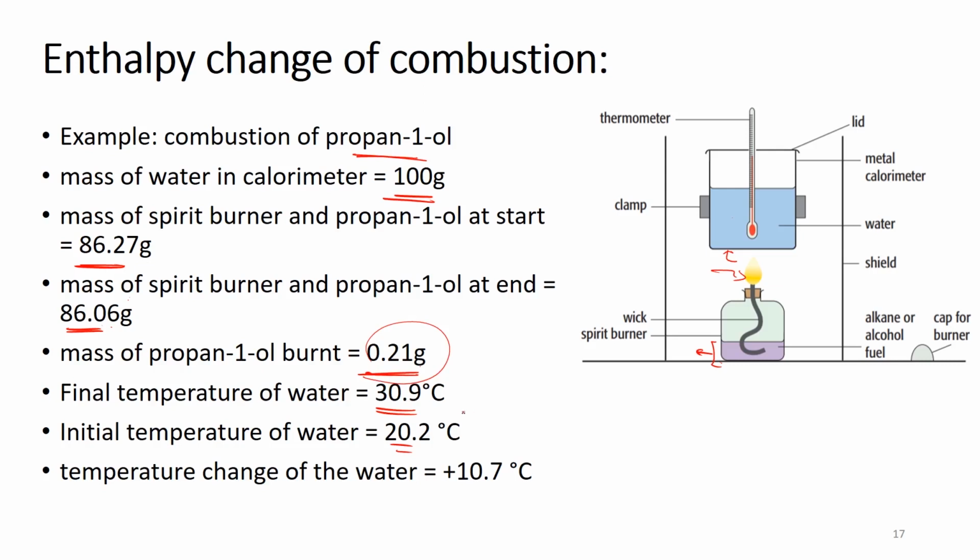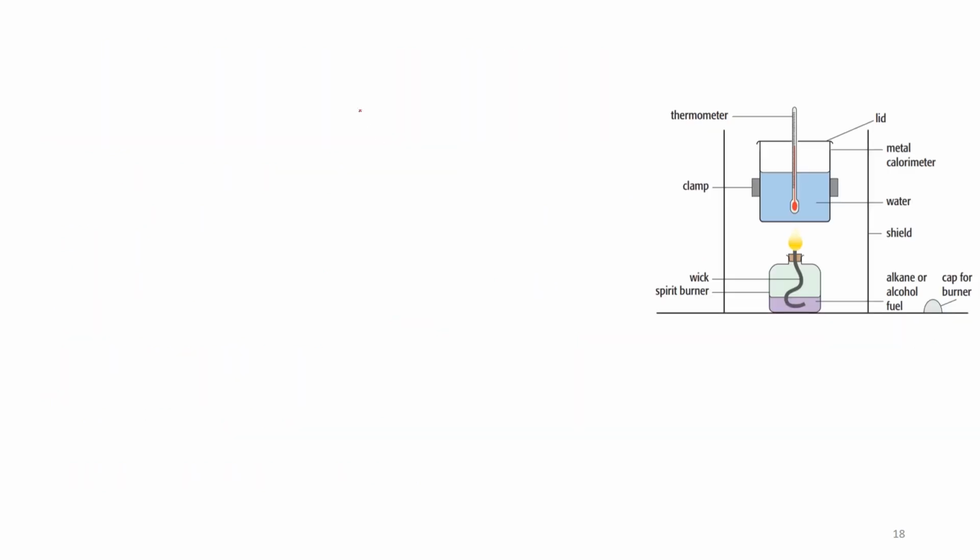So we also need to calculate the ΔT from those, and in that case it will be equal to 30.9 minus 20.2, and you have to remember one thing: the temperature change will be equal to 10.7, and it has to be a positive value in that case because I have a combustion reaction. This means energy will be given off, and we will use this energy to heat the water. Now let's look at the value of the ΔH of this reaction.